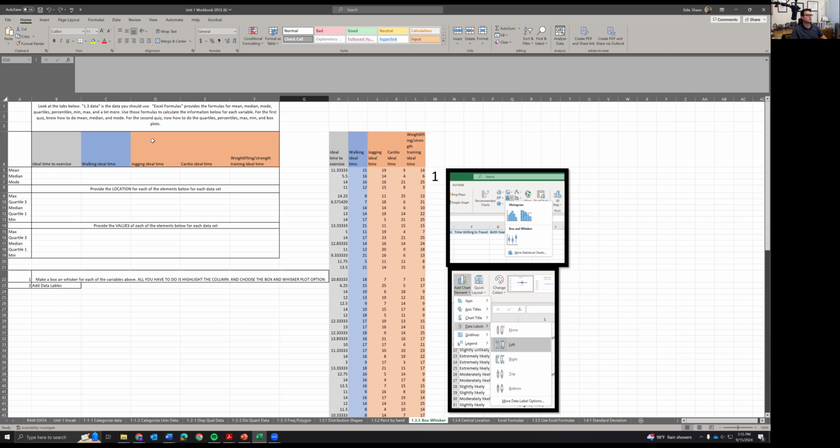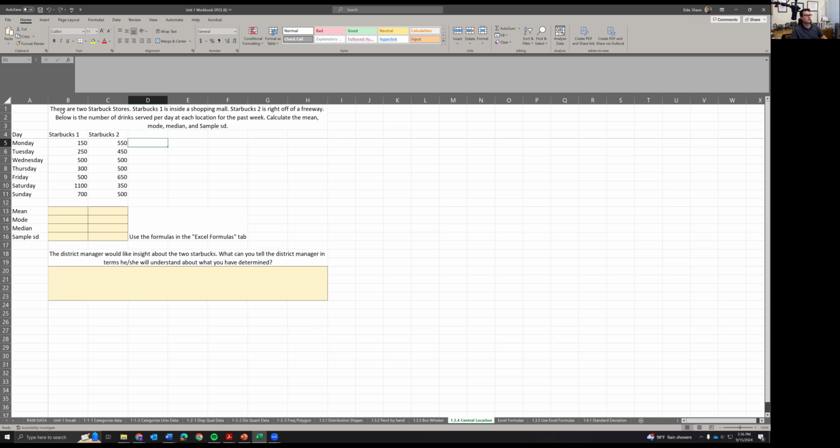First, 134. There are two Starbucks stores. Starbucks 1 is inside the shopping mall. Starbucks 2 is right outside a freeway. Below is the number of drinks served per day at each location for the past week. Calculate the mean, median, mode, and the sample standard deviation.